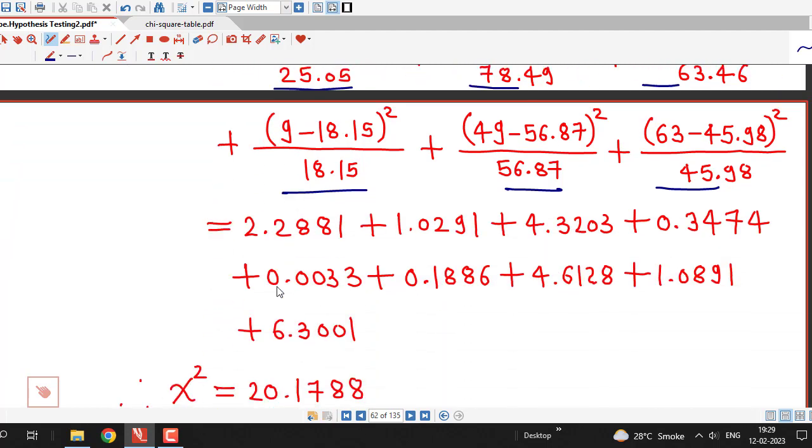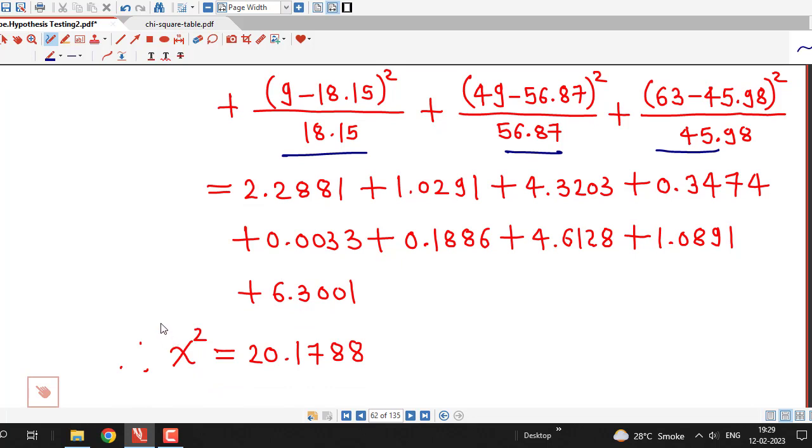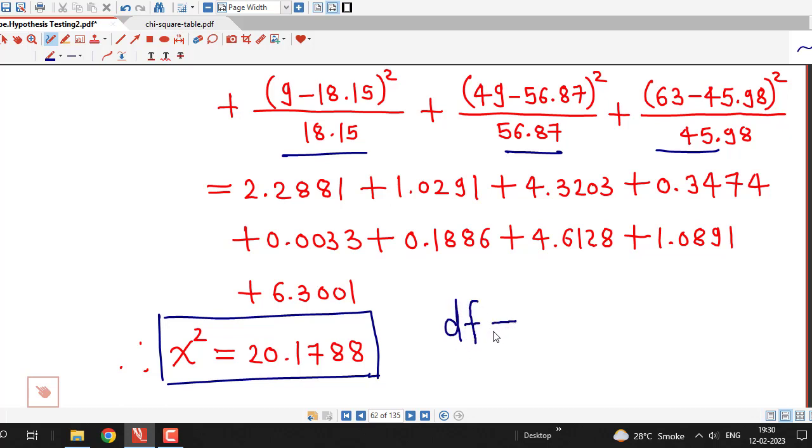And after calculating all these things, I obtain the calculated value of the test statistic as 20.1788. Now the next step is to decide the critical value. For that we will require the chi-square distribution table. Before that we have to write down the number of degrees of freedom. Here there are 3 rows and 3 columns. So (3 minus 1) into (3 minus 1), that is 2 into 2, which is 4.